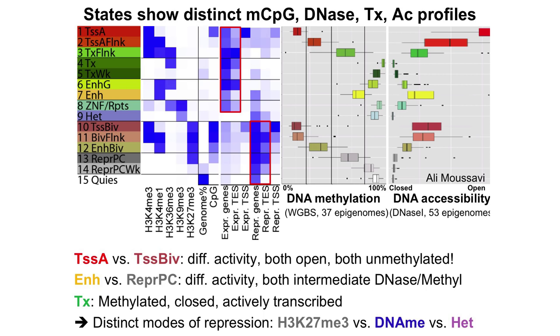So simply looking at DNA methylation level is not sufficient to actually predict the activity of neighboring genes. You actually need to do that in the context of the chromatin state annotation.